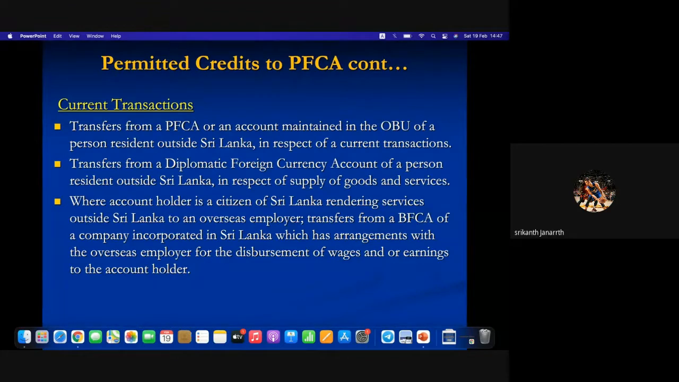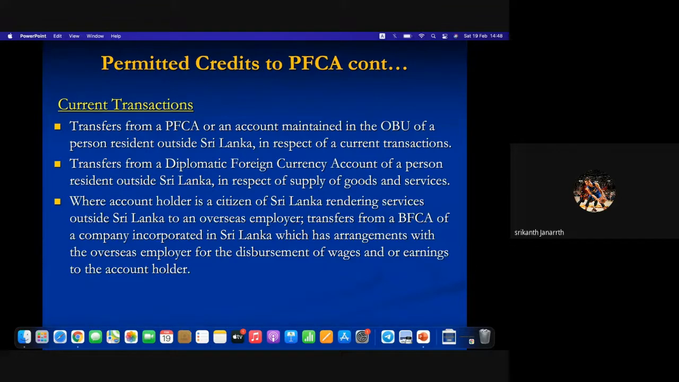So who can open an account in an OBU? Any foreigner, any foreign individual, any foreign entity, except one resident entity, which is a BOI entity. They are exempted from local regulations. So only those resident entities are permitted. Other than that, all the account holders in an OBU are foreigners or foreign entities. So any foreigner can open an OBU account. He can transfer from his OBU account to a PFC account holder for a current transaction, right?